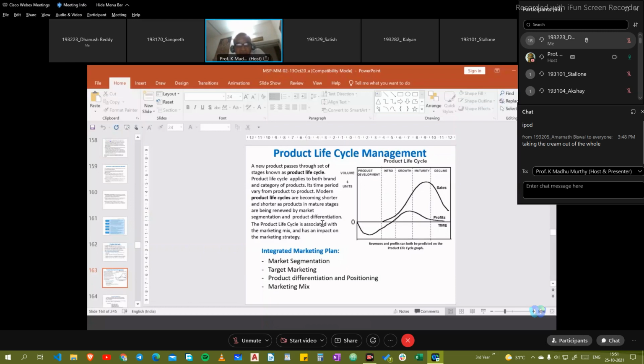So more and more market segmentation is now necessary. Product differentiation is also necessary so that we are assured of our clientele, our customers, and our product features that satisfy that particular need. The product life cycle is associated with segmentation, target marketing, product differentiation and positioning, and of course the product mix, which is the decision tool for us. Any questions so far?